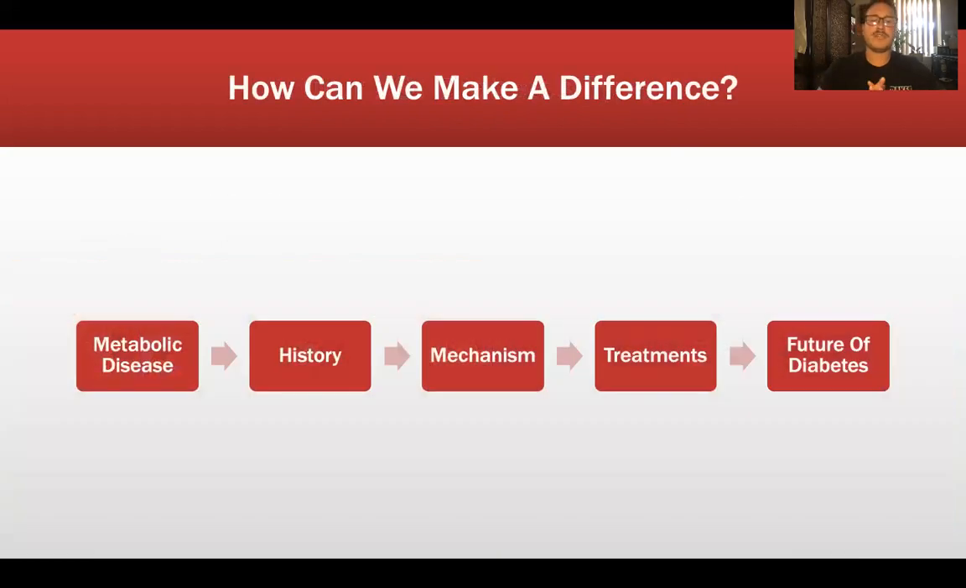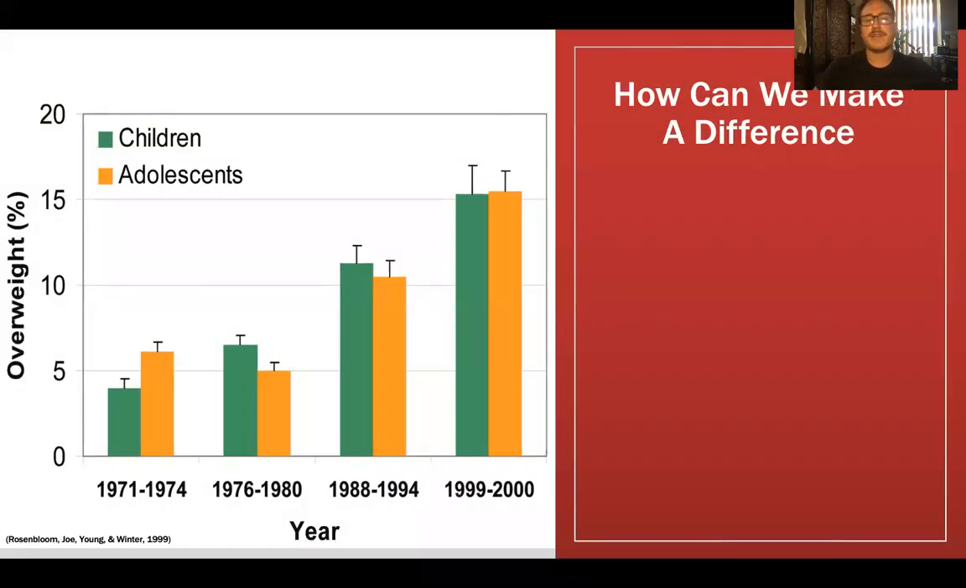So now that we've looked at type 2 diabetes, we understand that metabolic disease plays a role, the history of it, the mechanism, the treatments, and what the future of diabetes looks like. How can we make a difference? The prevalence of type 2 diabetes will increase 54% to more than 54.9 million Americans between 2015 and 2030. Annual deaths attributed to diabetes will climb by 38%. That's 385,800 people.